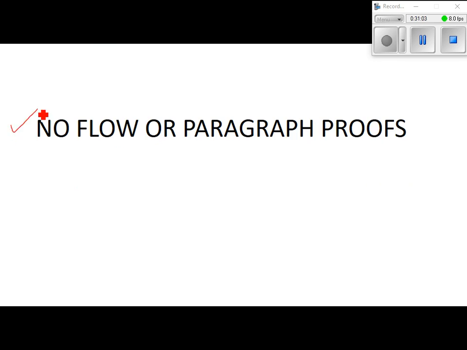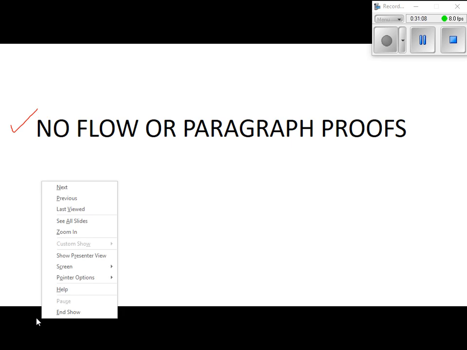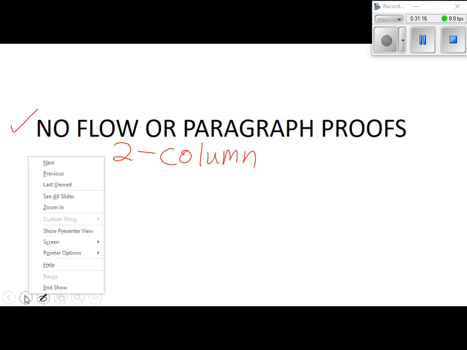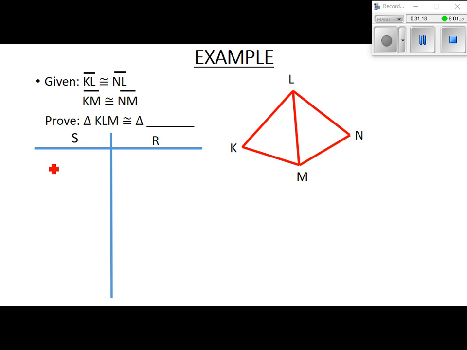Again, no flow proofs, no paragraph proofs. If it says flow proof or paragraph proof, you're just going to do a 2-column proof. Find this on your paper. We're going to do a couple of these examples together.